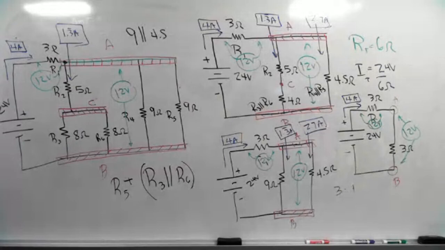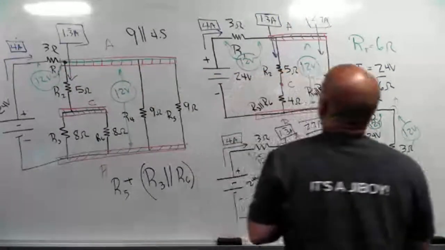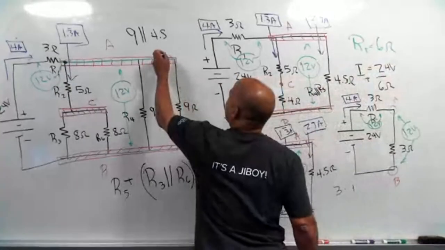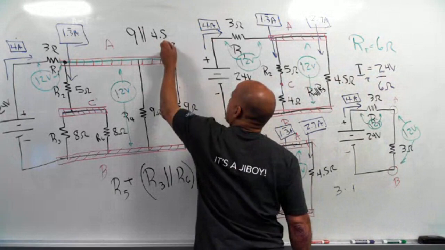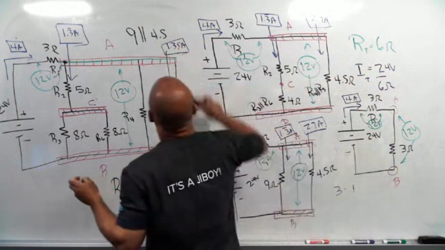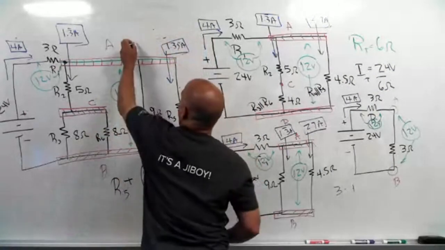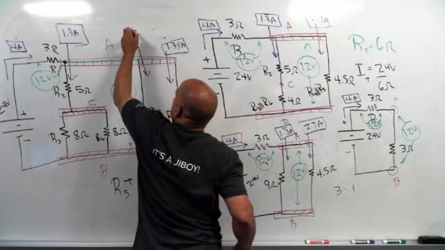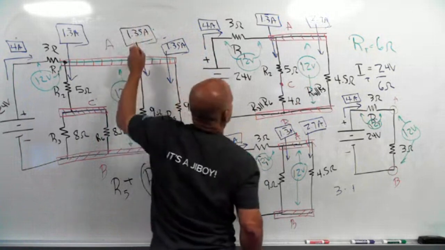What is it? I think so. Let me see. I'm trying to do this math in my head, but I'm not good at that. So I got 2.7 by 2, yeah, 1.35. So this gets 1.35 amps. And this gets 1.35 amps.